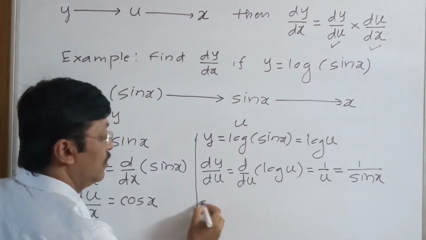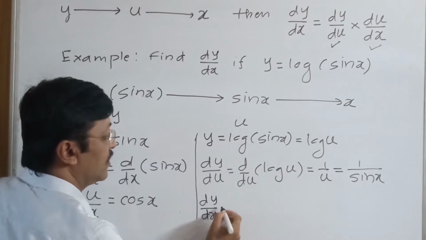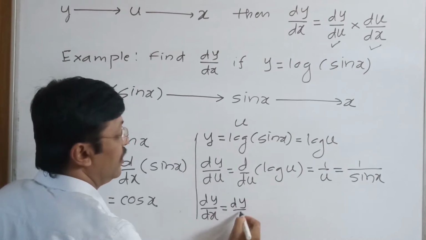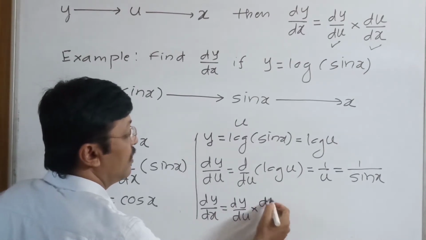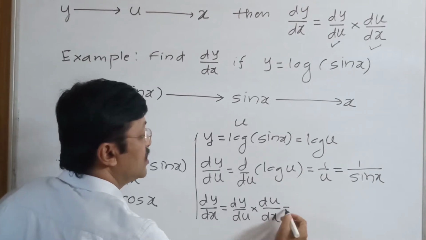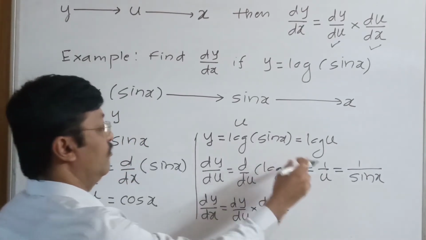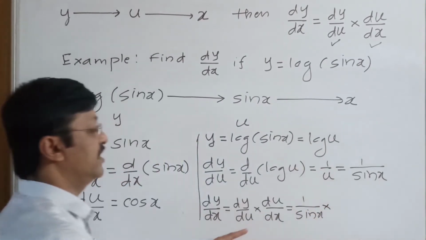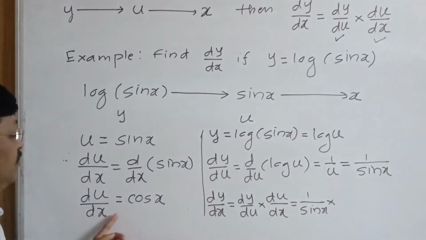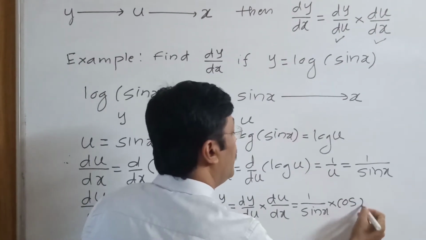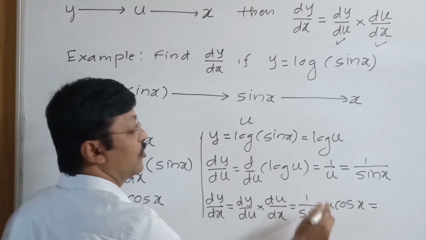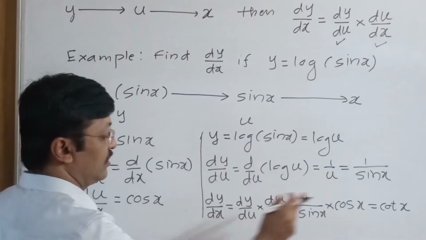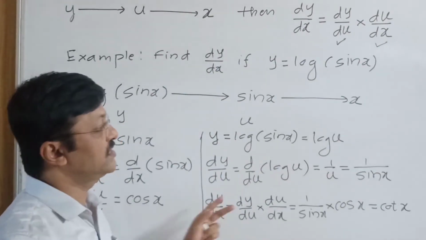So by that rule, dy by dx is equal to dy by du into du by dx, which is equal to dy by du's value 1 upon sin x into du by dx's value. Du by dx is found equal to cos x, and you can finish this as 1 upon sin x into cos x, means you can write it as cot x also. So dy by dx is equal to cot x. That's how we can find this answer.